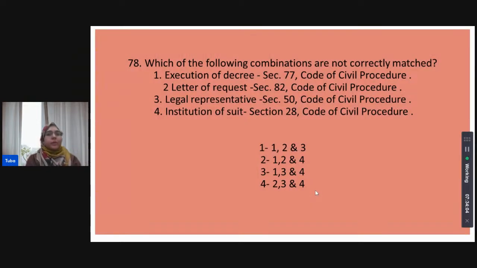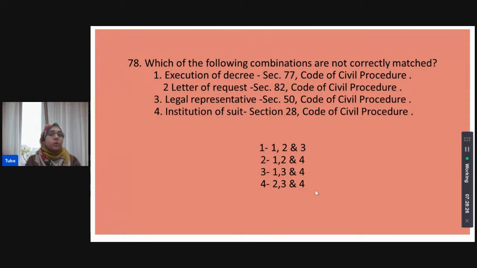Which of the following combinations are not correctly matched? So, these are the combinations. Execution of decree is provided in section 77 of CPC. A letter of request is provided in Section 82 of CPC. Legal representative is referred to in Section 50 of CPC. Institution of suits is dealt with in Section 28 of CPC.